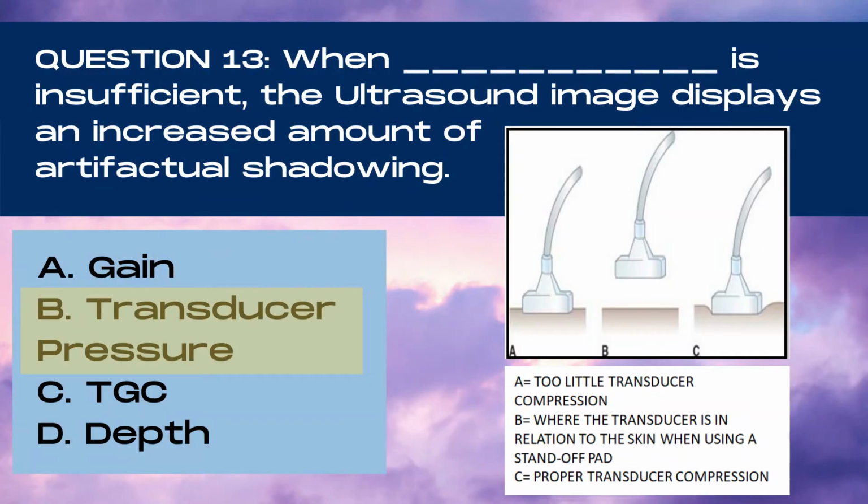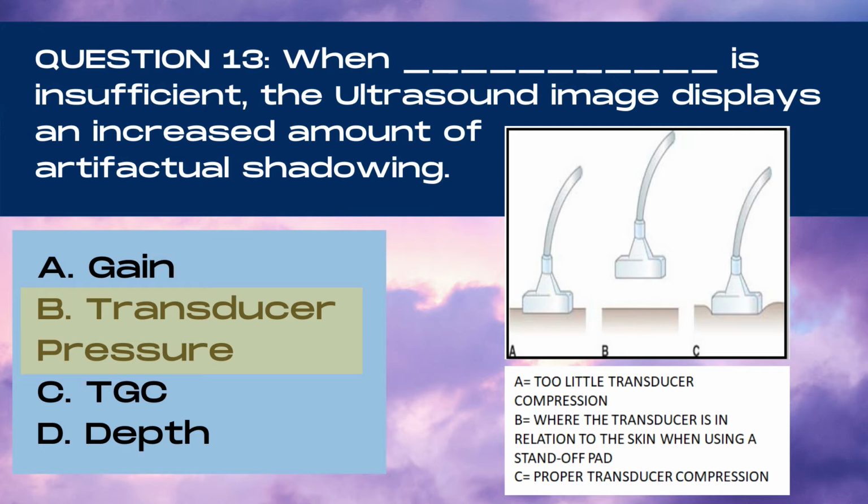And the answer is B, transducer pressure. When insufficient transducer pressure is applied, as in image A in this diagram, there's increased shadowing from the Cooper's ligaments, and image detail is hazy.